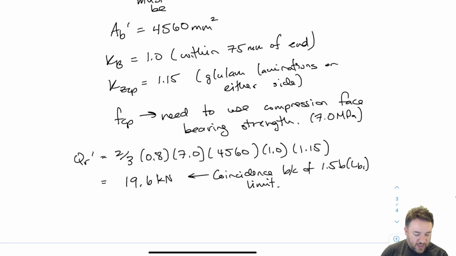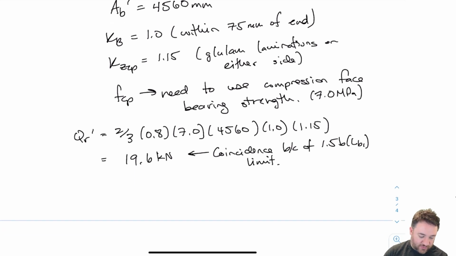Okay, so my QR prime value here, 2/3 times 0.87 times the area times the KB times the KZCP, I get 19.6. This happens to be the same number that we got for the QR for the joist that we just did. That is a coincidence in this case because we limited our bearing area to 1.5 times the bearing width times the length of the bearing surface at the top, which is the joist, right? And so if I take 1.5 times that, and then if I multiply that by 2/3, then I'm going to get the same answer as I did before. So usually these numbers will not necessarily be the same, but in this case they are.